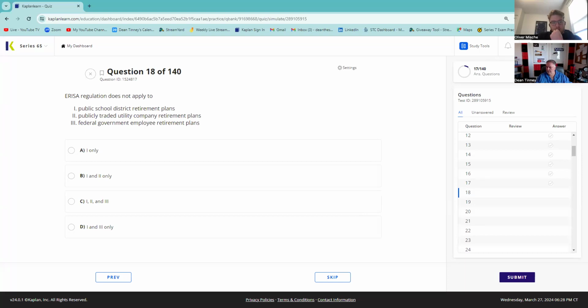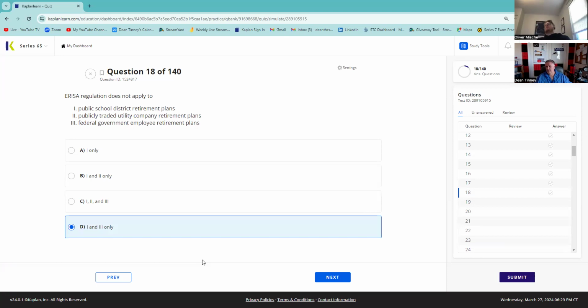ERISA stands for every ridiculous idea since Adam. No, I'm joking. It stands for the Employee Retirement Income Security Act. The Employee Retirement Income Security Act does not apply to... So it's got to be 3. It's D. Yeah, it doesn't cover public pension plans.